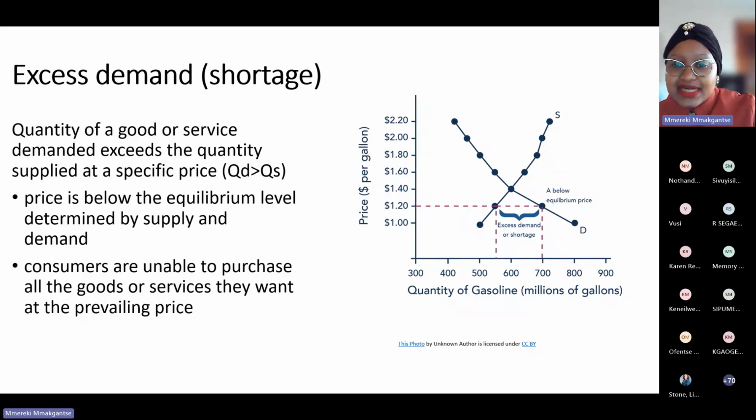Now, let's look at this. So it says here at this point of 120, consumers are unable to purchase all the goods and services they want at a prevailing price because no supplier will want to supply you. Let's look here. So at 120, the quantity demanded is 700 gasolines.